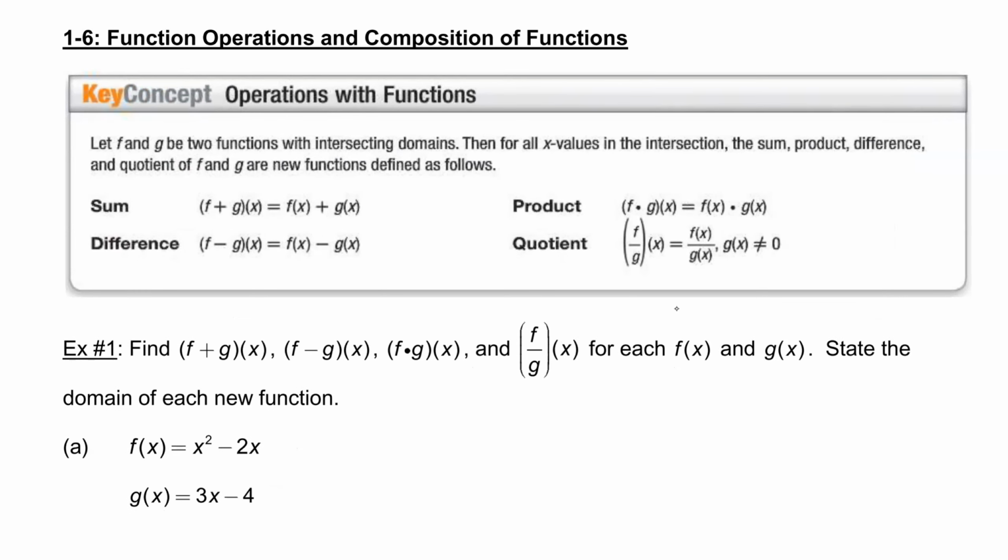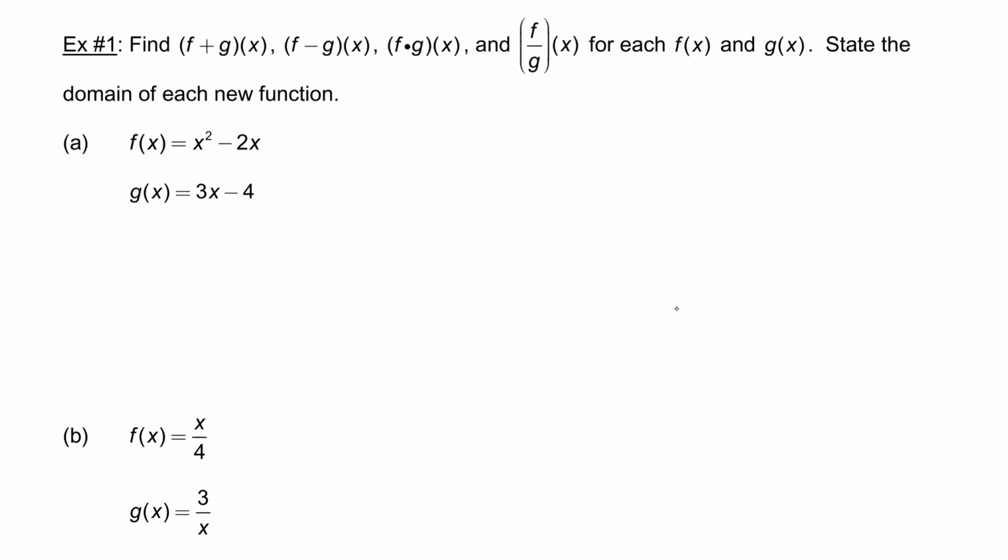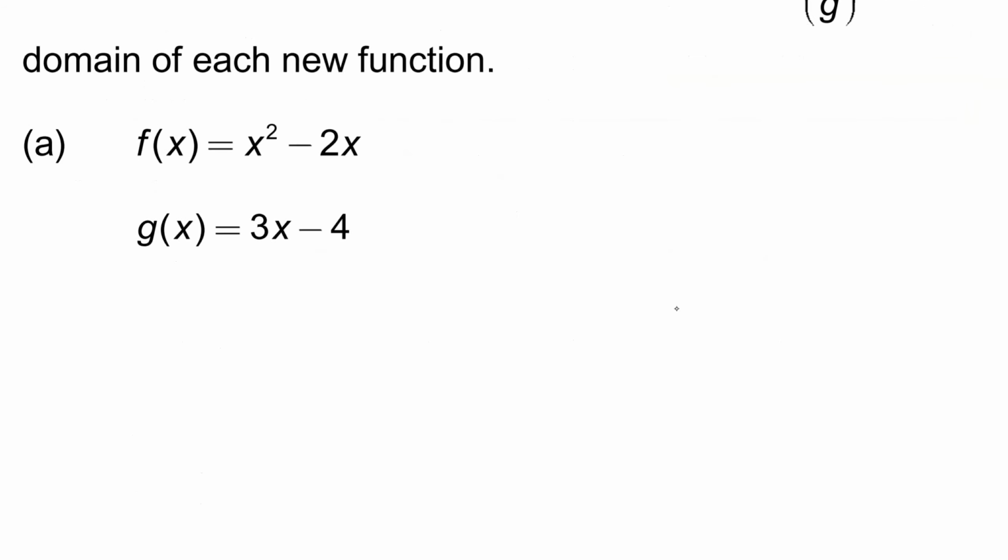All right, 1.6. Function operations and composition of functions. So if you are summing two functions, how do you do it? Well, you literally add them, you subtract them, multiply them. We've done this already. Let's just go through the example. We want to add these functions together, subtract them, multiply them together, and divide them.